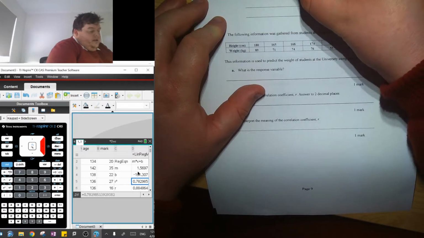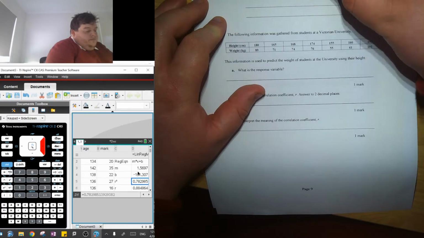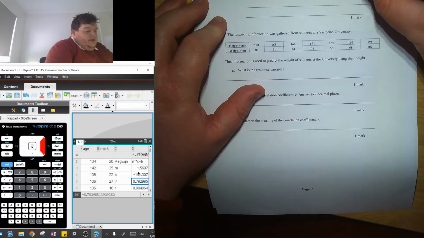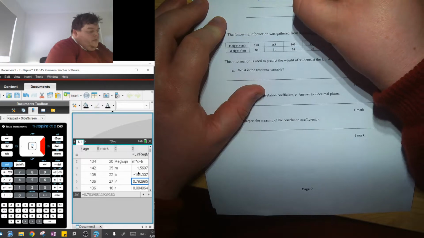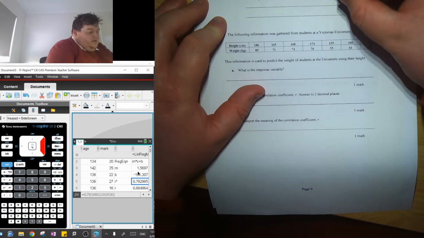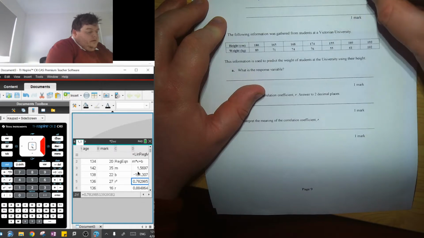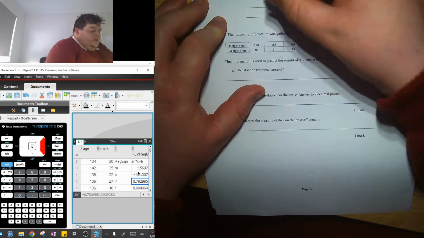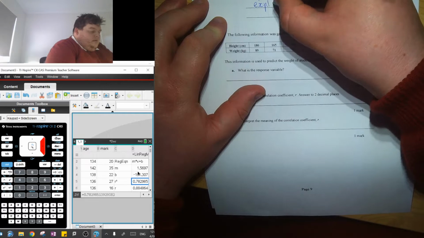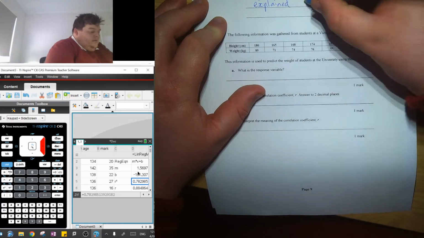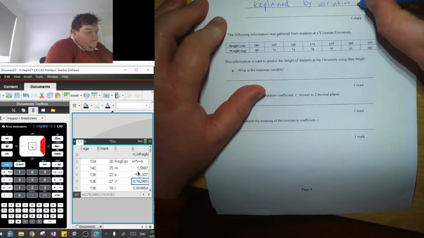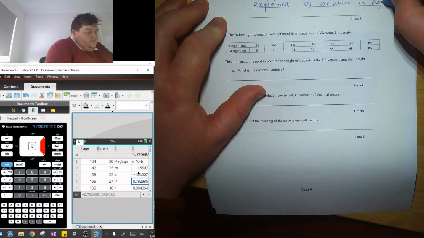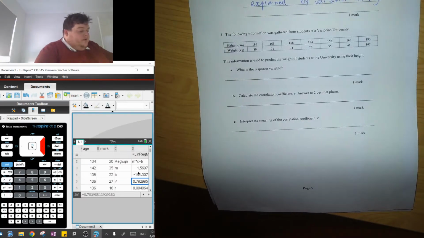Interpret it in terms of the variables age and result. We can say that 78.3% of variation in marks can be explained by variation in age. Alright, and that's all that coefficient of determination tells us.